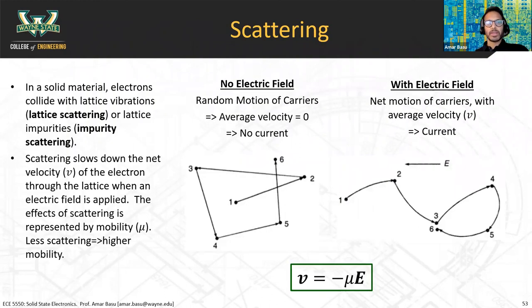Good. All right, let's start talking about mobility now. So at this point, we've determined this equation: velocity is equal to the mobility times the electric field. But what is this mobility and what determines mobility? What does it depend on? To answer this question, we have to understand a physical mechanism called scattering.